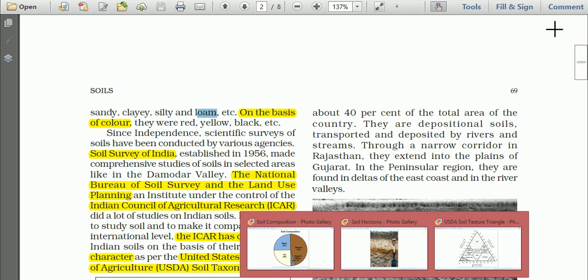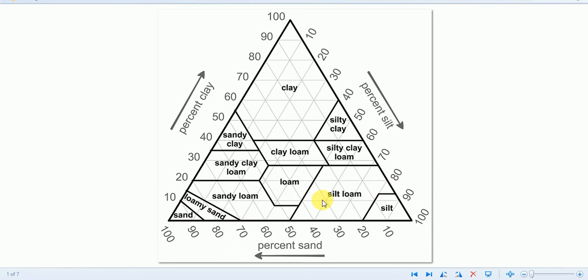And here we have a diagram. This diagram is what we call the United States Department of Agriculture soil texture triangle. If you see this diagram, the percentage of silt increases downwards, and here the percentage of clay. Remember, clay, silt, and sand are the three important components, grains, or soil materials.